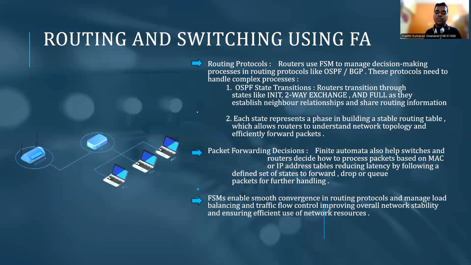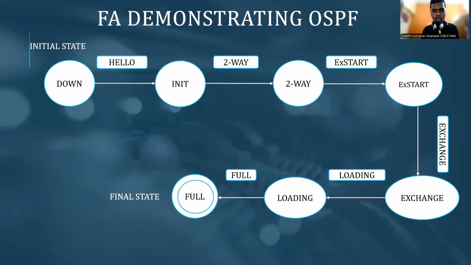Packet forwarding decisions. Finite automata also help switches and routers decide how to process packets based on MAC or IP address tables, reducing latency by following a defined set of states to forward, drop, or queue packets for further handling. FSMs enable smooth convergence in routing protocols and manage load balancing and traffic flow control, improving overall network stability and ensuring efficient use of network resources. FSMs bring a structured approach to routing and switching, making these processes efficient, secure, and adaptable to the complexities of real-world networking environments. Now I have given an FA demonstrating OSPF state transition.